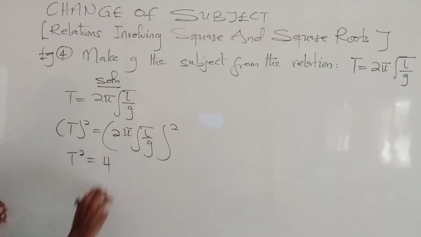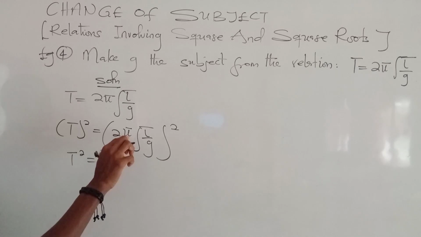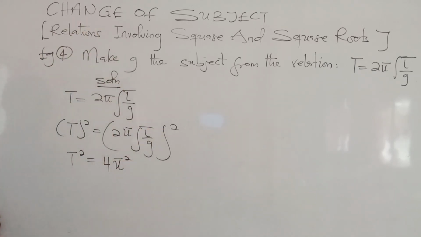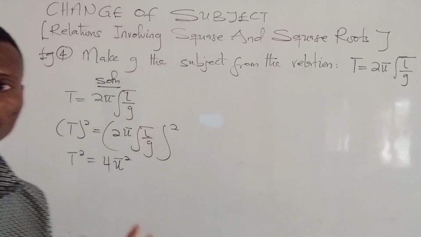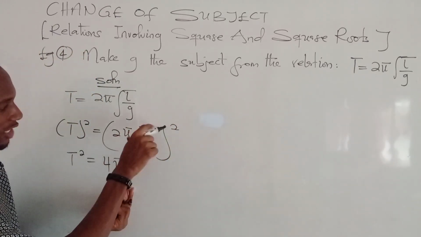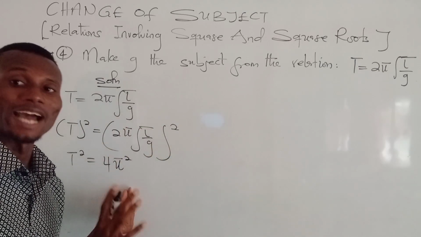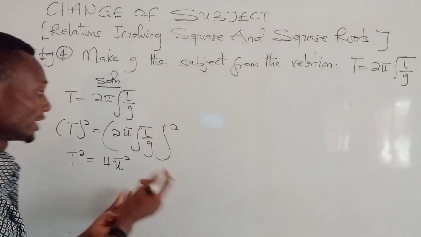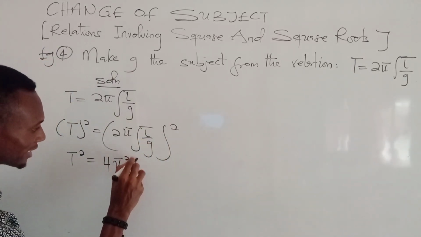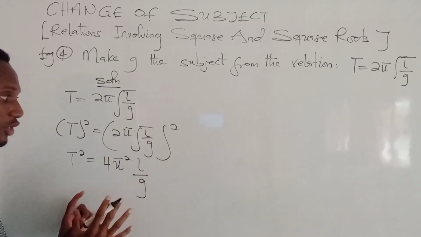So let me write my 4 down. And the power 2 will affect this pi, so it will be pi to the power 2. So pi squared. Okay, please, I hope you understand up to this point. Now, when the power 2 affects this square root of L over G, it will cancel the square root sign away. So we'll be left with L over G. So that's what is going to happen.